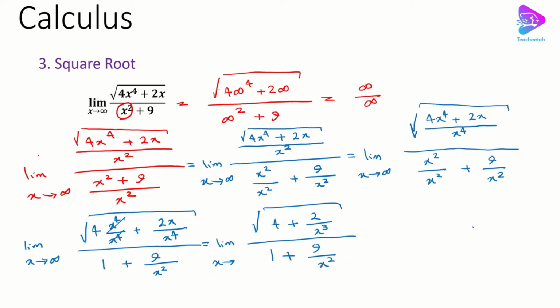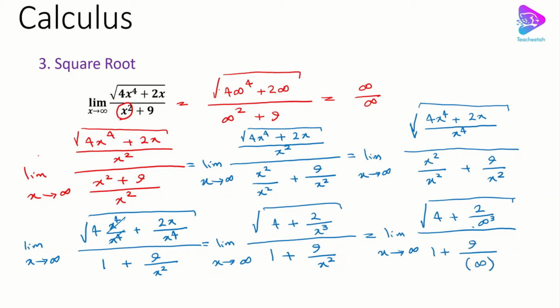Now it's time to plug in infinity there, yeah? So if you plug in infinity instead of x, on the top it will generate the limit of x to infinity of 4 plus 2 over infinity cubed, over 1 plus 9 over infinity squared. Yeah, so we have a very big number in the denominator of both fractions. So 2 over infinity cubed will generate 0, and 9 over infinity squared will generate 0.